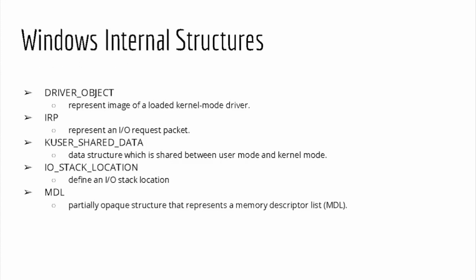KUSER_SHARED_DATA is a data structure used between user mode and kernel mode components. The IRP structure represents an I/O request packet. The I/O stack location is an entry in the I/O stack and is associated with each IRP. An MDL is a structure that represents a memory descriptor list.